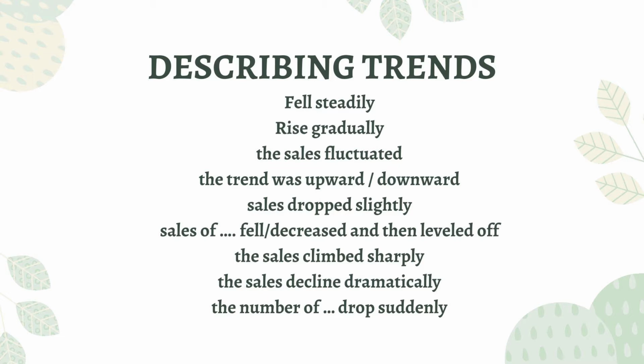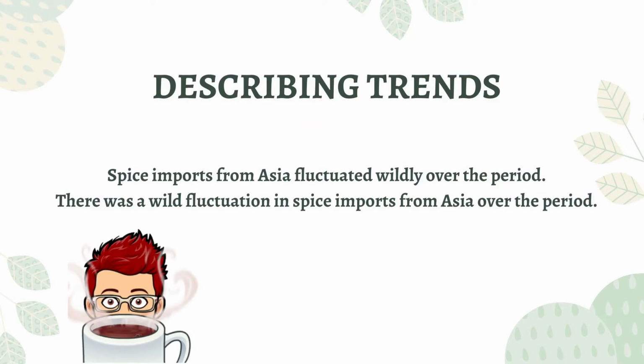Fell steadily, rise gradually, the sales fluctuated, the trend was upward, downward, sales dropped slightly, sales of fell, decreased and then leveled off, the sales climbed sharply, the sales declined dramatically, the number of dropped suddenly. When working with this vocabulary, make sure you use a variety of structures in your essay. Take a look at how we can vary the structure of sentences. In other words, how we can say the same thing in two, maybe three different ways.